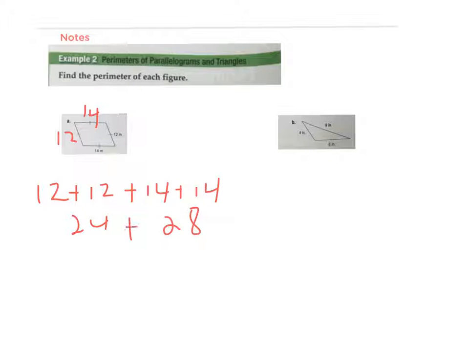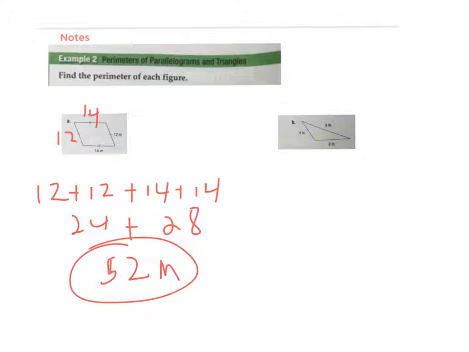Parallelogram's no different than a rectangle, just different sides. So this side's 12 and this side's 14. So if I add up 12 plus 12 plus 14 plus 14, I would get my perimeter. This is 24, this is 28. And if I add those two up, I get 52 meters is my perimeter of a parallelogram.